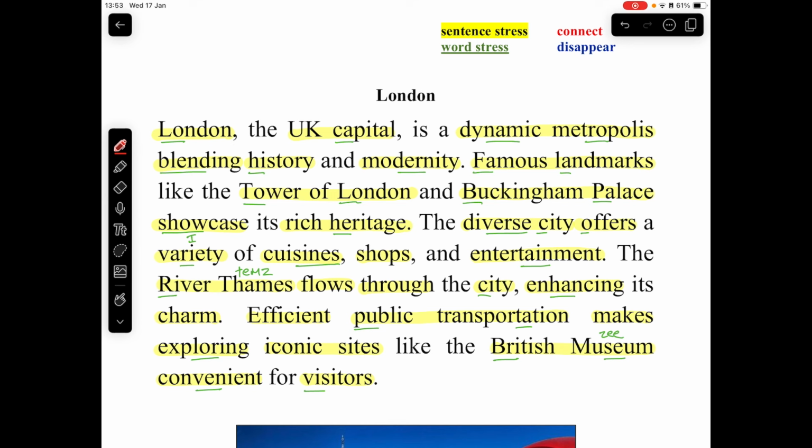So again, we'll start at the beginning. London, the UK capital, is a, okay, dynamic metropolis, blending history and modernity. Famous landmarks like the Tower of London and, okay, Buckingham Palace showcase its rich heritage. The diverse city offers, okay, so we have this link here.